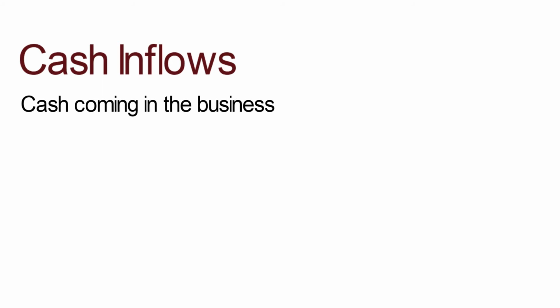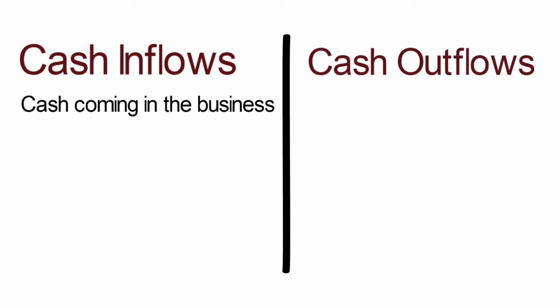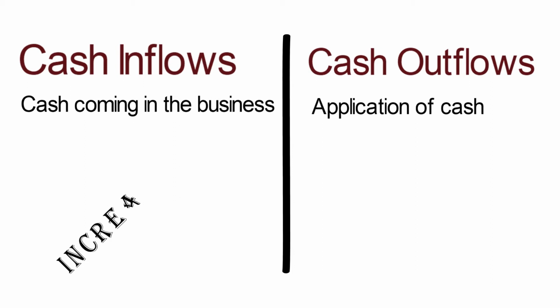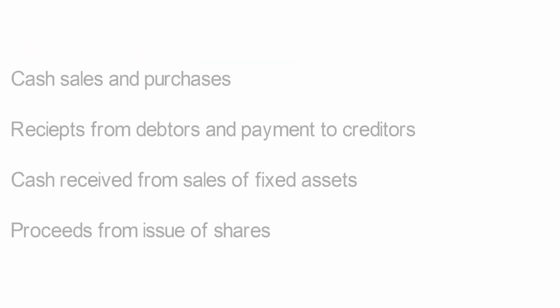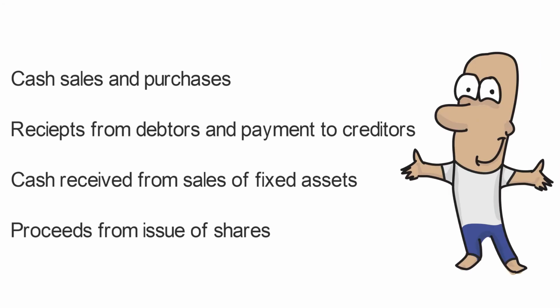In this definition, the flow of cash means cash inflows, that is, cash coming into the business, or cash outflows, that is, application of cash or cash flowing out of the business. In simple language, transactions that increase the cash and cash equivalent balances are known as cash inflows, and the transactions which decrease the cash and cash equivalent balances are outflows of cash. Let's have a look at some of the examples of cash flows.